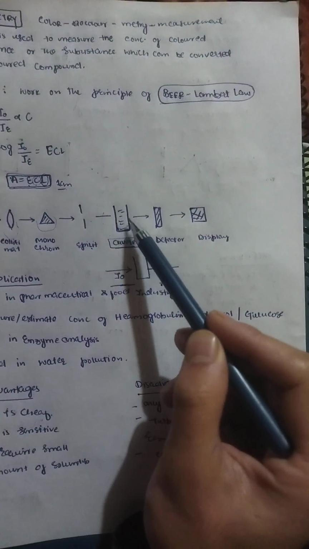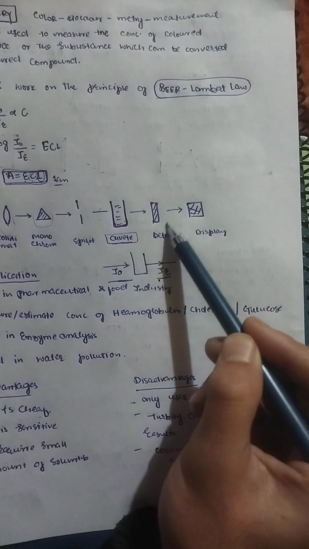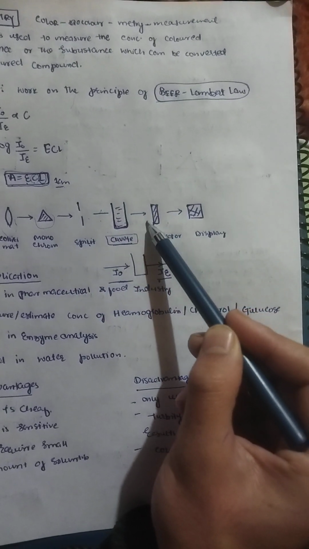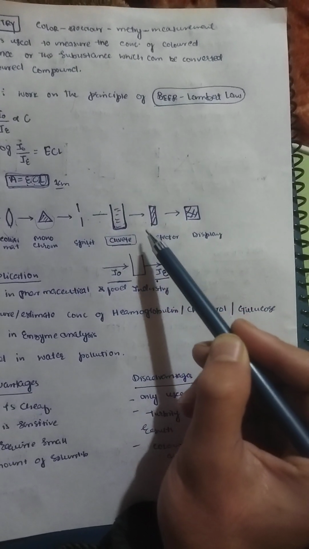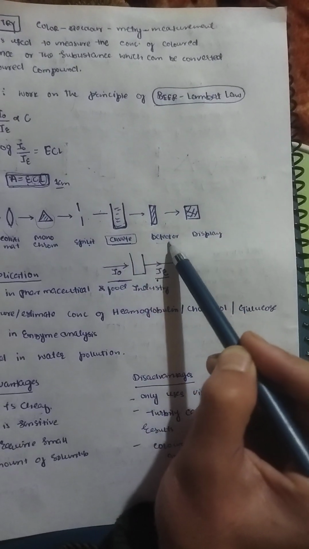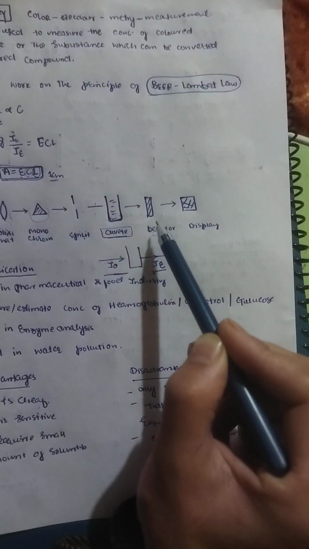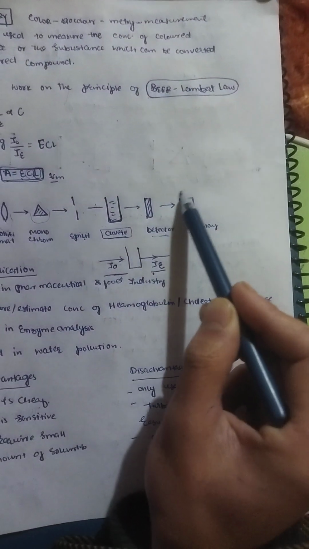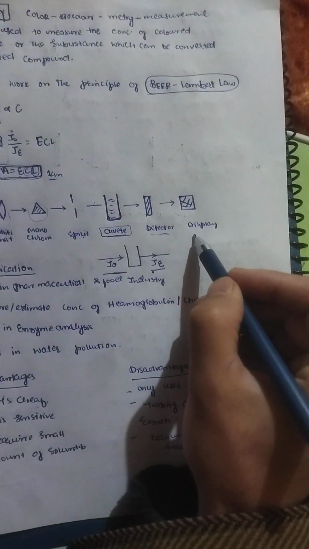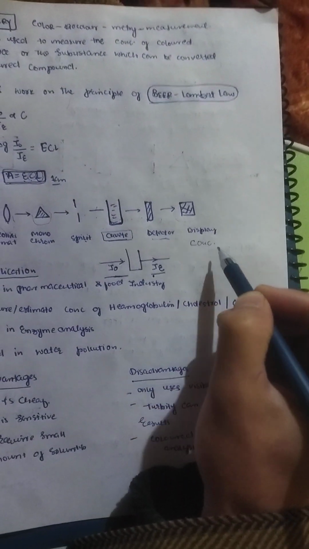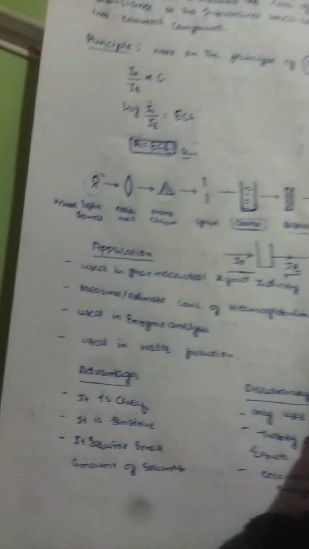After light passes through the cuvette, it passes to this detector. This detector is made up of a photodiode. It converts the light into an electrical signal. Then the electric signal passes on to the display where we can see the concentration or absorbance of any substance.